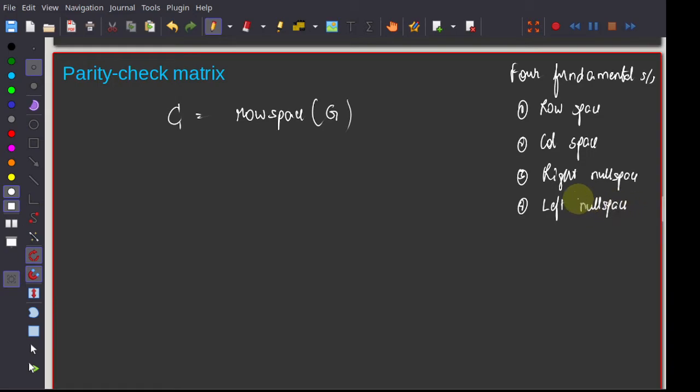And conversely, any vector space I specify to you, I can always write it as the row space of some matrix. I can write it as the column space of some other matrix. I can write it as the right null space of some other matrix, or the left null space of some other matrix. Do you agree?